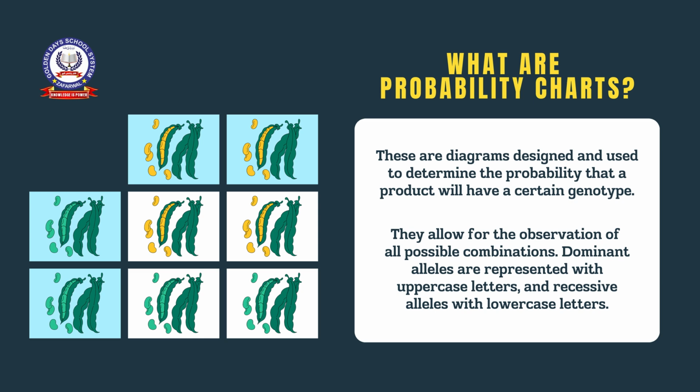What are probability charts? These are diagrams designed and used to determine the probability that a product will have a certain genotype. They allow for the observation of all possible combinations. Dominant alleles are represented with uppercase letters and recessive alleles with lowercase letters.